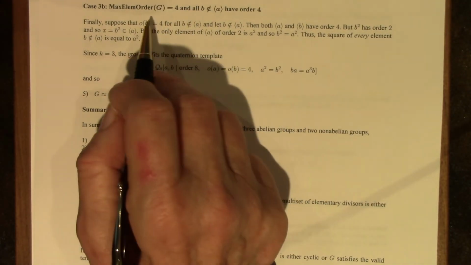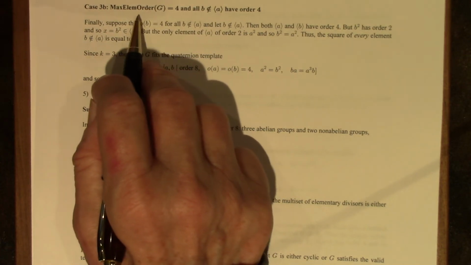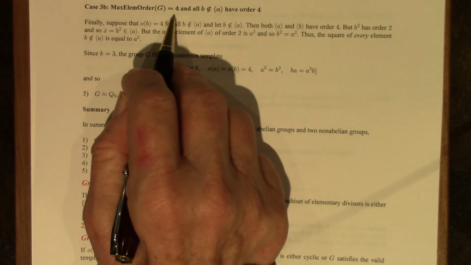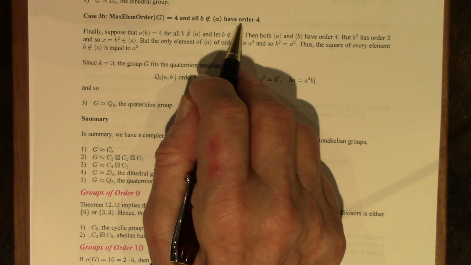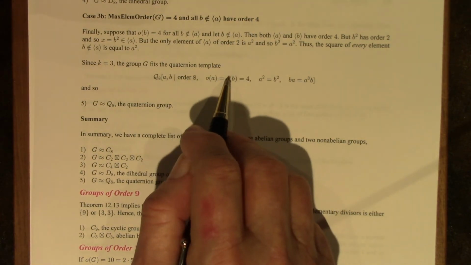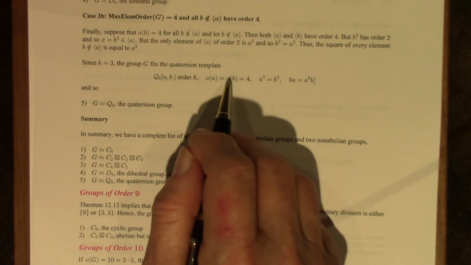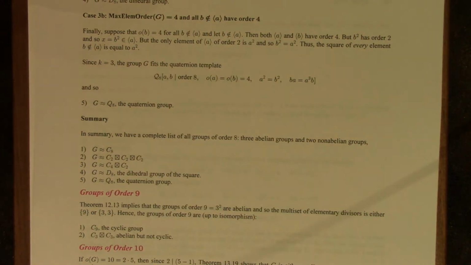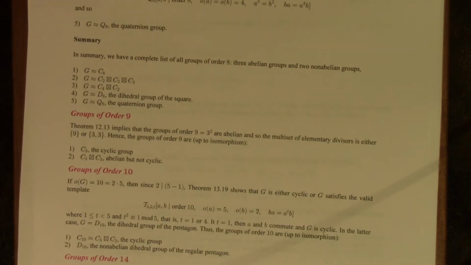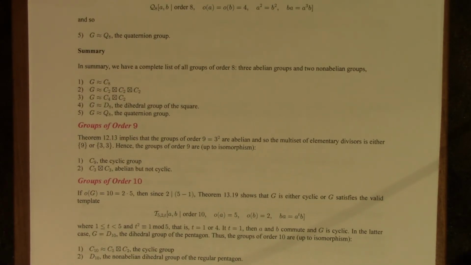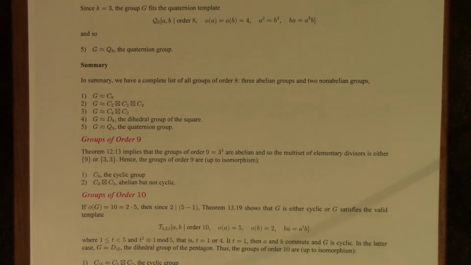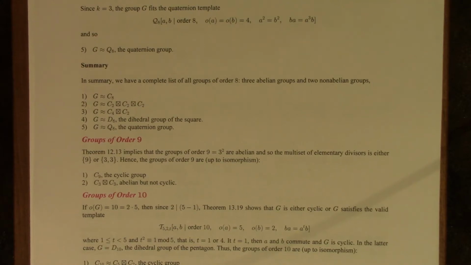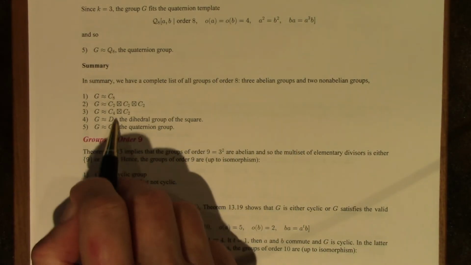And so any group of order 8 that has maximum element order 4 and has this property will have to fit this template and be quaternion. But the quaternion group does have this property. So we have completed the analysis of groups of order 8. It wasn't all that easy, and it's only order 8. It took 3 main cases, one of which had 2 subcases. Okay. So here's the collection then.